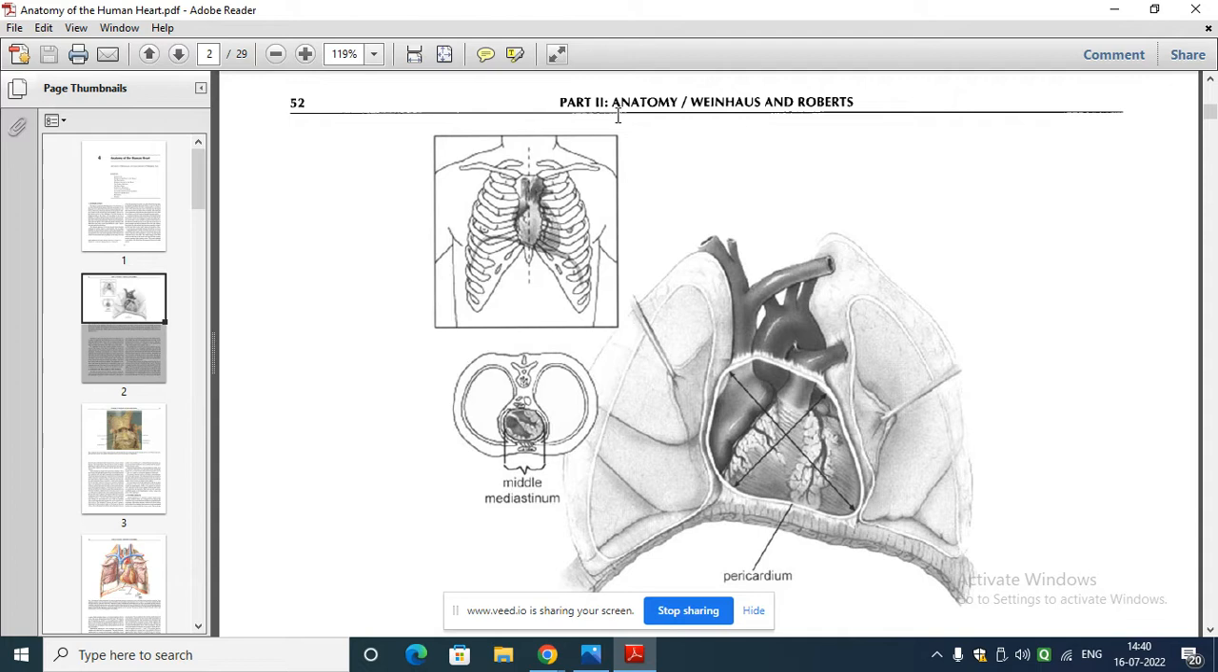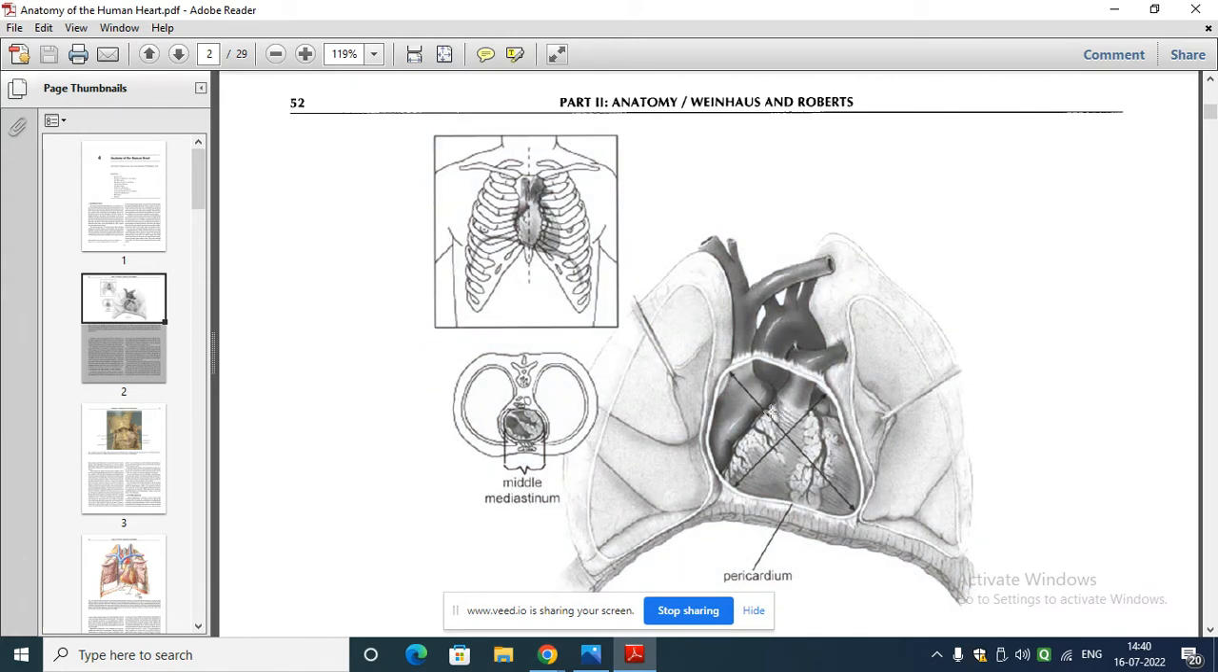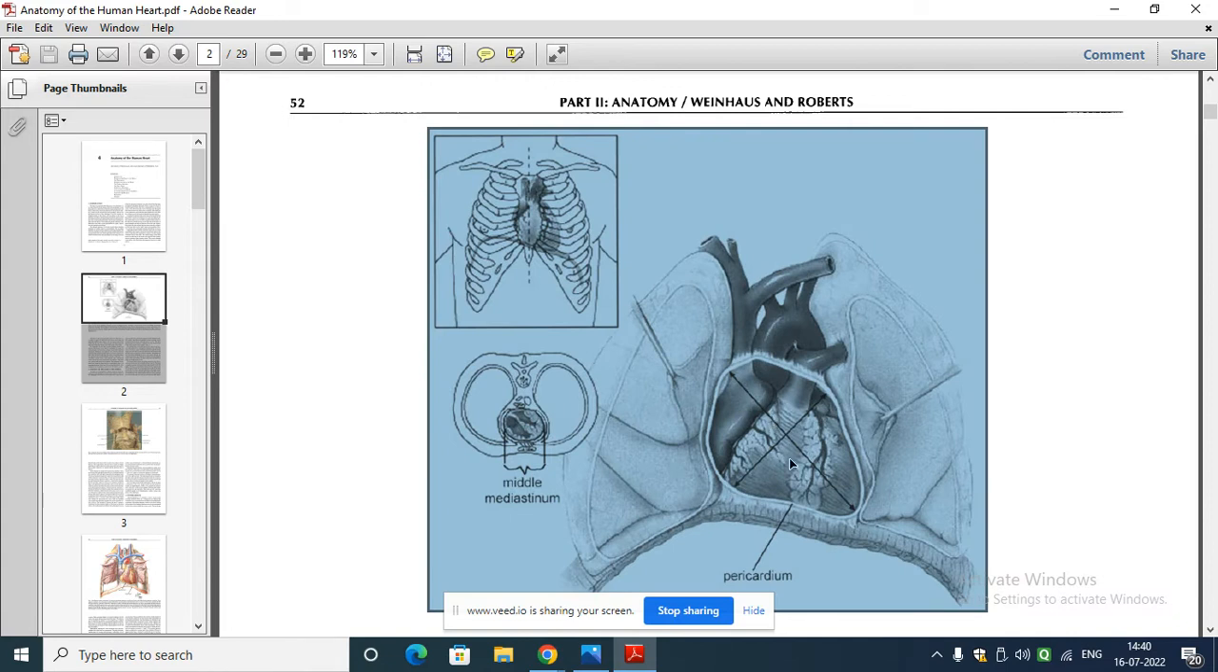So next, part 2, anatomy, Winhouse and Roberts. So this is the pericardium. As you see, this is the pericardium and this is the apex, and see the upper. This is the right lung, left lung, and the heart in the middle, and the rib cage, and the interior of the heart.